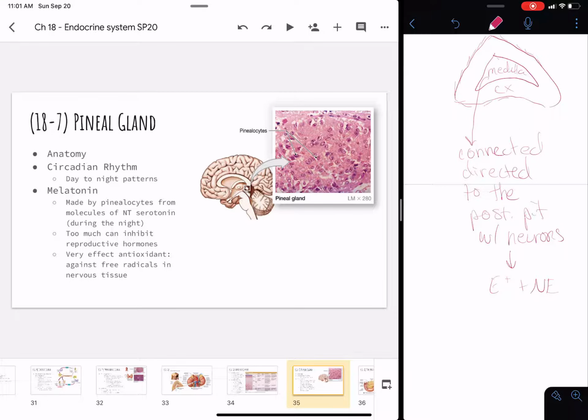It's a weird little thing. It's a weird little gland. That's all I have for this section.